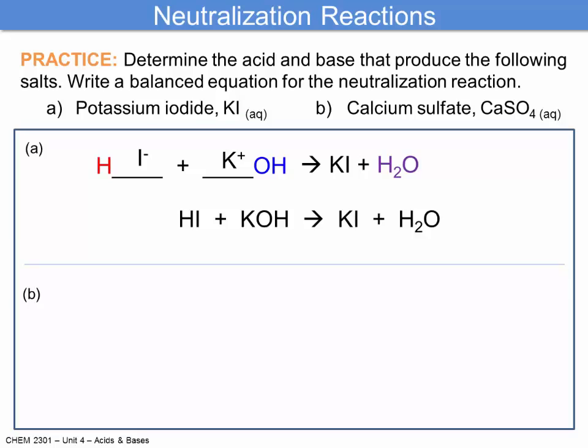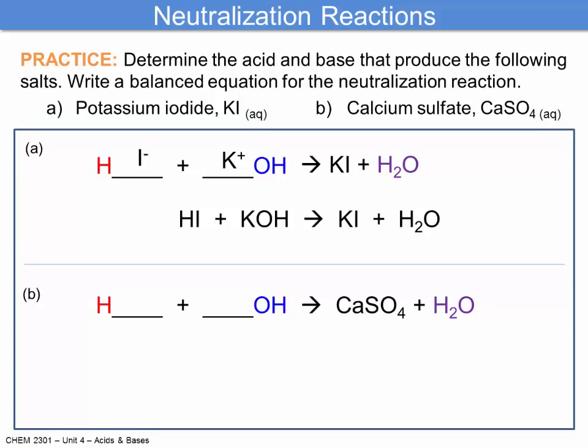Let's look through B together as well. The calcium sulfate is formed along with water because, again, it's a neutralization reaction. As we process through this, we know that the reactants will have hydrogen ions and hydroxide ions because it's an acid and a base. And then we can say which portion of the calcium sulfate will go with the hydrogen and which portion will go with the hydroxide.